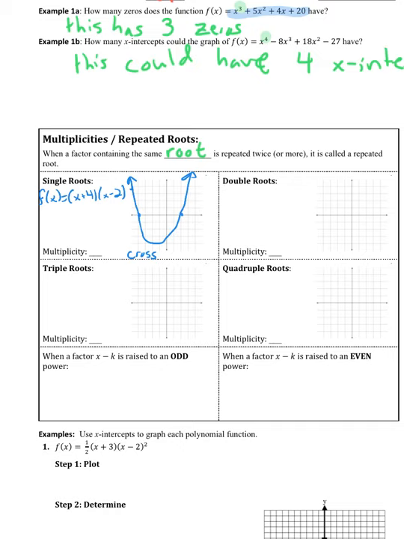Okay, let's fix that a little bit. So when it crosses the x-axis, that's what a single root looks like. That's called multiplicity 1.